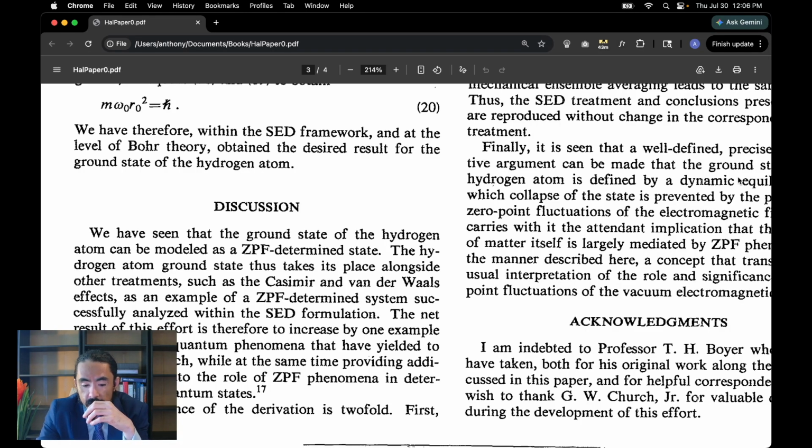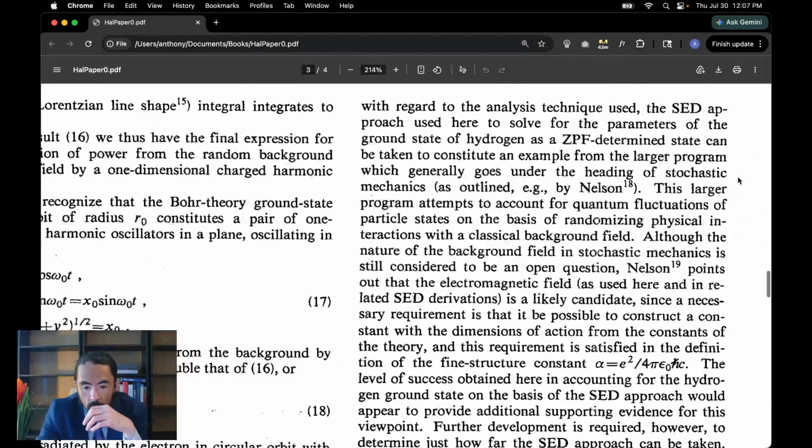The net result of this effort is therefore to increase by one example the number of quantum phenomena that have yielded to the SED approach, while at the same time providing additional insight into the role of ZPF phenomena in determining basic quantum states. The significance of the derivation is twofold. First, with regard to the analysis technique used, the SED approach used here to solve for the parameters of the ground state of hydrogen as a ZPF determined state can be taken to constitute an example from the larger program, which generally goes under the heading of stochastic mechanics, as outlined, for example, by Nelson in citation 18.